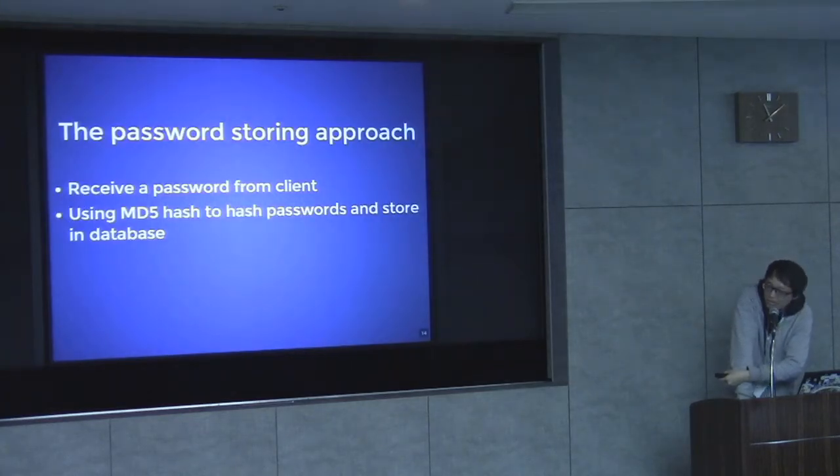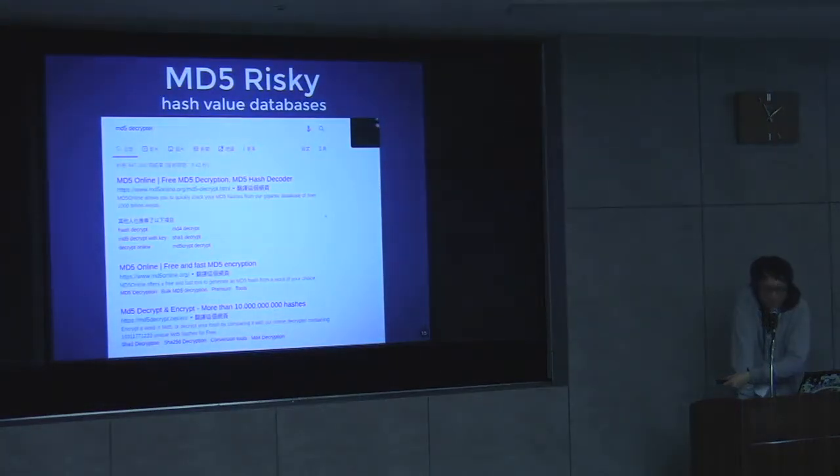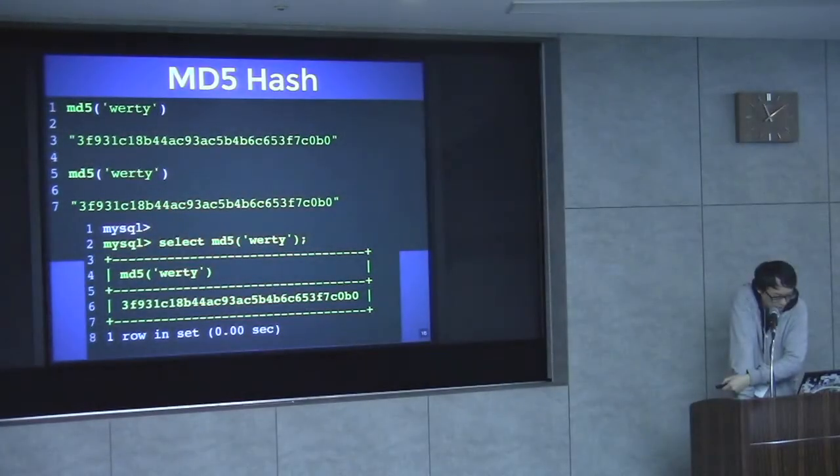The password storing hash on this system. Firstly, you receive a password from the client, then use MD5 to hash the password and store it in the database. But you can use Google and type the keyword MD5 risky, then you can find some references about that. Because the MD5 password hash is not secure, and the hash result will have collisions.